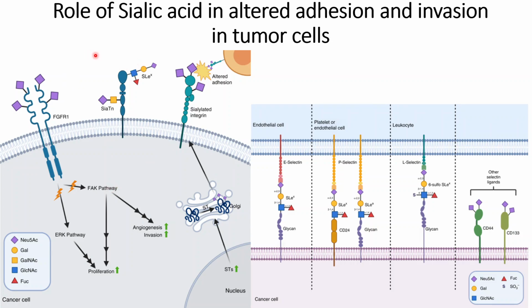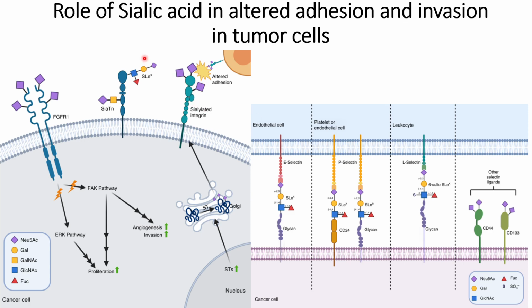In this video we will discuss the role of sialic acid in altered adhesion and invasion in the case of tumor cells. In our previous videos we have discussed that tumor cells lead to a change in the glycosylation profile, and this change will promote these tumor cells to spread from one place to another, or from one organ to another, and that is called metastasis.